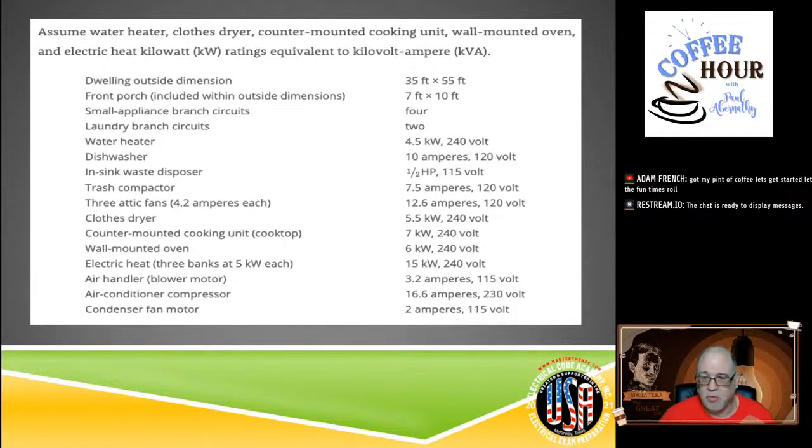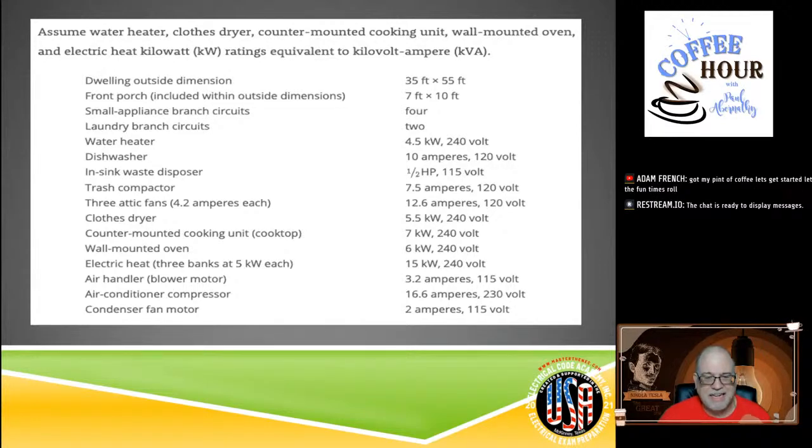Next, when I get down to the clothes dryer, 5.5 kW, we know this is synonymous with kVA, and I like working in VA. So we know K is 1,000, so this is 5,500 VA. We already know that. We don't need to write that down. Counter-mounted, 7 kW, again, equivalent to 7,000 VA or 7 kVA. We've got to work that later. Wall-mounted oven, 6 kW. Again, the same would be 6 kVA or 6,000 VA.